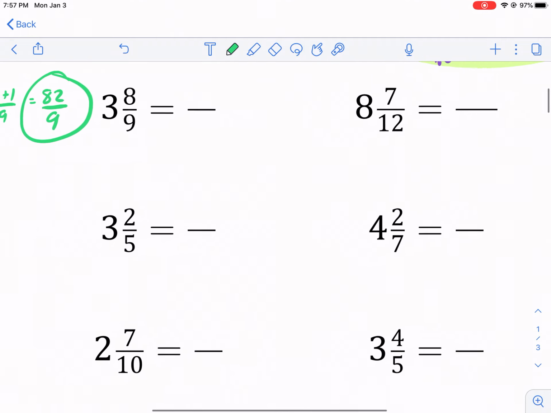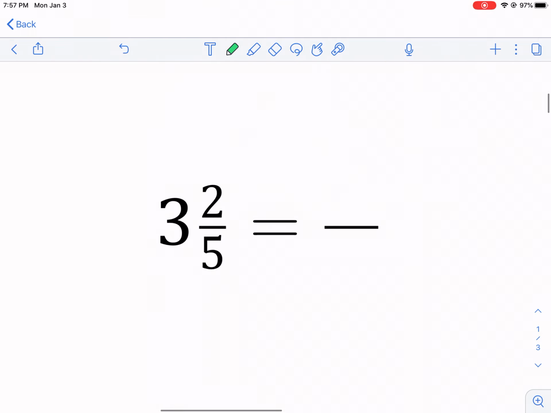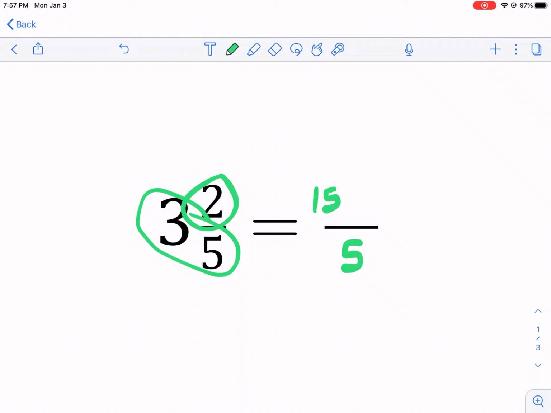Okay, let's do a couple more. So here, I'll do it a little bit more quickly. I'm going to go ahead and put the 5 there. I know I need to multiply the denominator times the whole number. The parts per whole times the number of wholes gives me 15 parts from the whole units. And then I have these 2 left over, so I add 2, and I get 17 over 5.